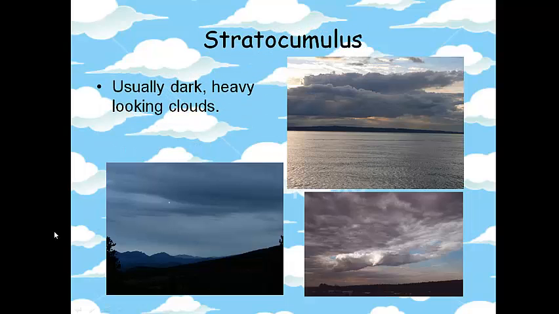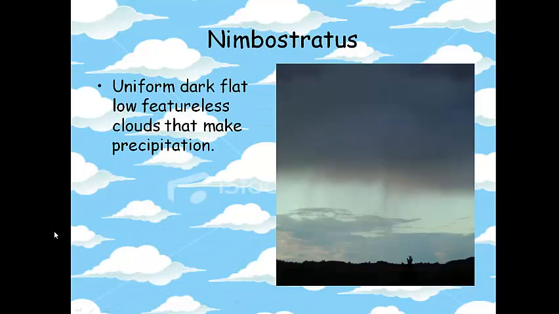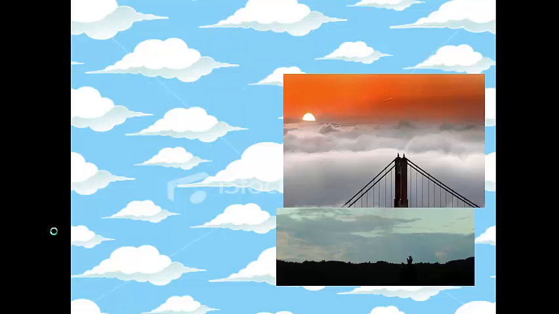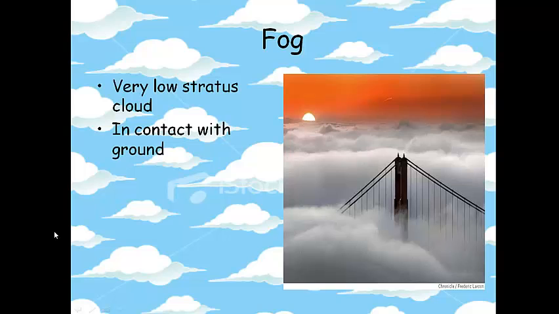Stratocumulus clouds are usually dark and heavy looking, and they often bring rain with them. Nimbostratus clouds are uniform, dark, flat, low, featureless clouds that make lots of precipitation. And fog is a very low stratus cloud, and it is in contact with the ground.